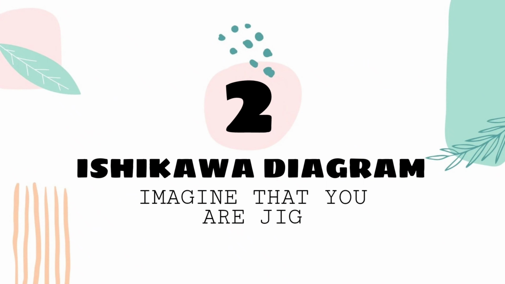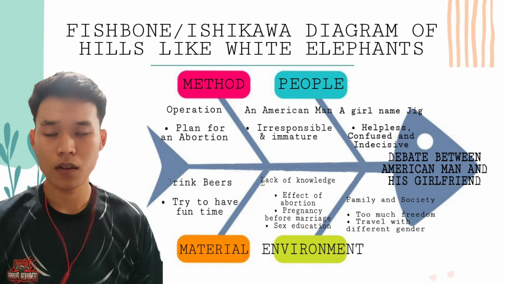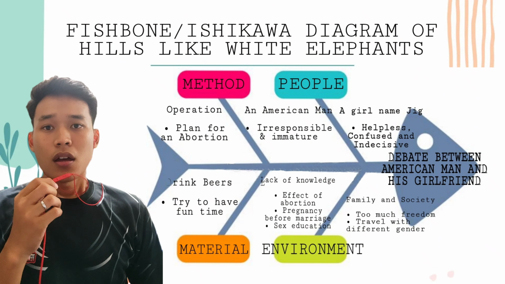Ishikawa diagram. We will identify the causes of the problem that Jig encounters in the story by using the Ishikawa analytical diagram. The problem in this story is the debate between a man and his girlfriend over whether or not to abort the unborn child that she is carrying. So, I will peel away one by one the aspects that I believe caused the problem in the story.